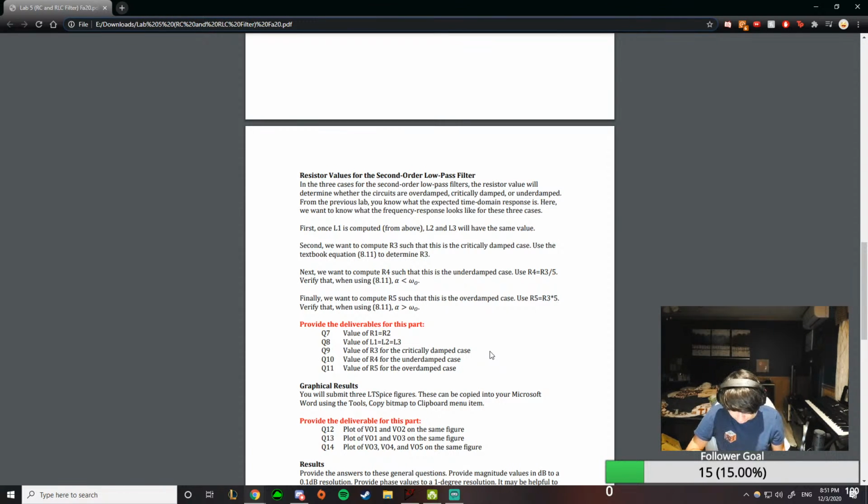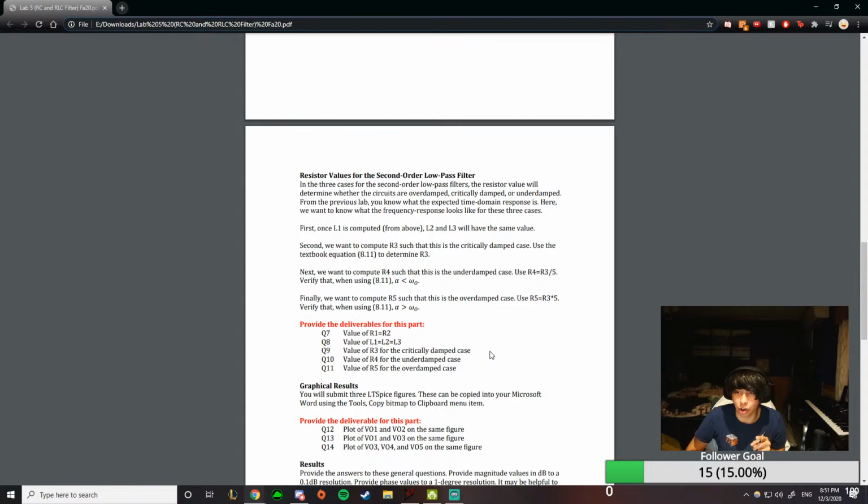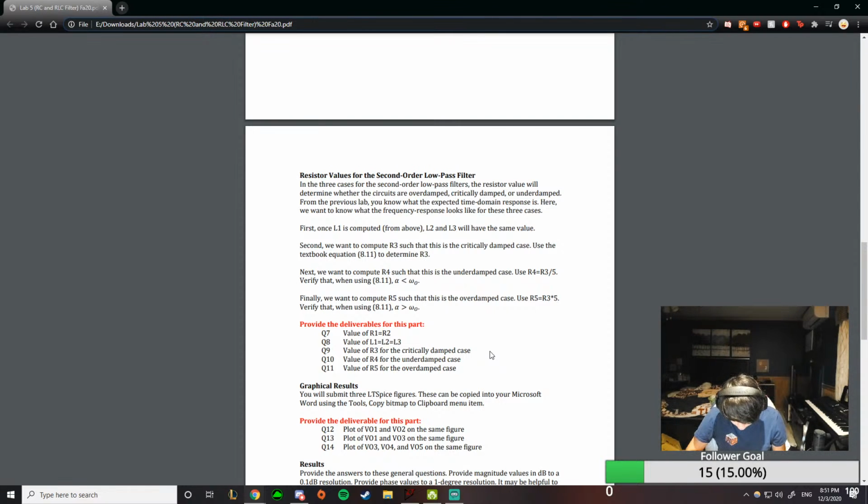Okay. Critically damped. And then it says that R, oh, that's my R3. Whoops, R4, R3, and then my R4 is equal to R3, so 200 over 5, and that is 40, I think. I don't know. 40, and that's underdamped.